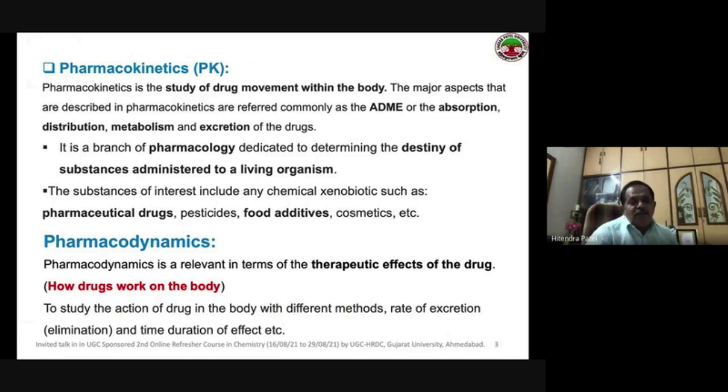Whereas in pharmacodynamics, specifically, we have to check the therapeutic effect of the drug. That means how the drug molecule works in our body with a specific target, right? So we study the action of a drug in the body with different methods, such as rate of excretion and the time course of drug effect, which we check with pharmacodynamics.